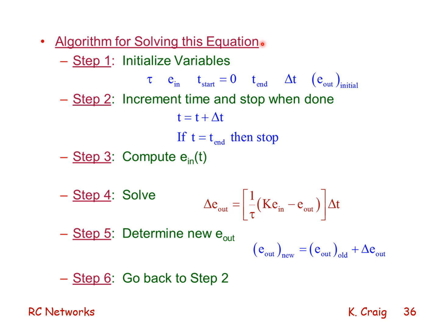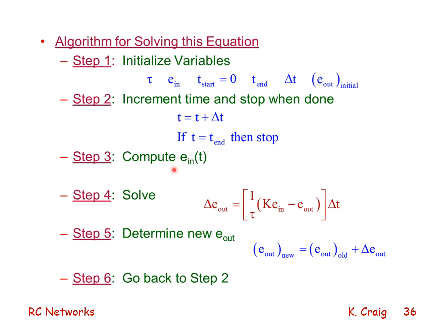The algorithm, or the steps for solving this equation, are as follows. Step 1, initialize variables. Tau, E in, the start time, which is 0, the end time, delta t, the step, the incremental change in time, and E out, the initial condition. Step 2, increment time and stop when done. The new time is equal to the old time plus delta t. If t is equal to t end, then stop.